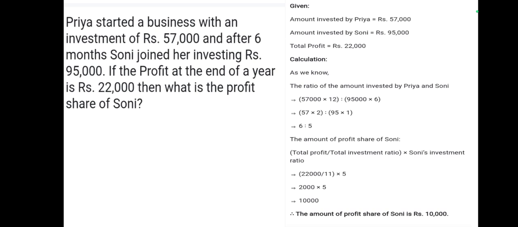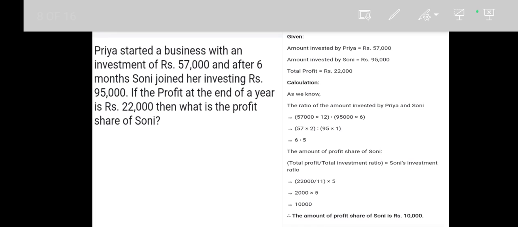Next question. Priya started a business with an investment of rupees 57,000 and after 6 months Sony joined her in investing rupees 95,000. If the profit at the end of the year is rupees 22,000, then what is the profit share of Sony? So we know the amount invested by Priya, that is 57,000, and the amount invested by Sony is 95,000, and we also are given the total profit as 22,000. Now to calculate that, we can convert it into ratio form, right?